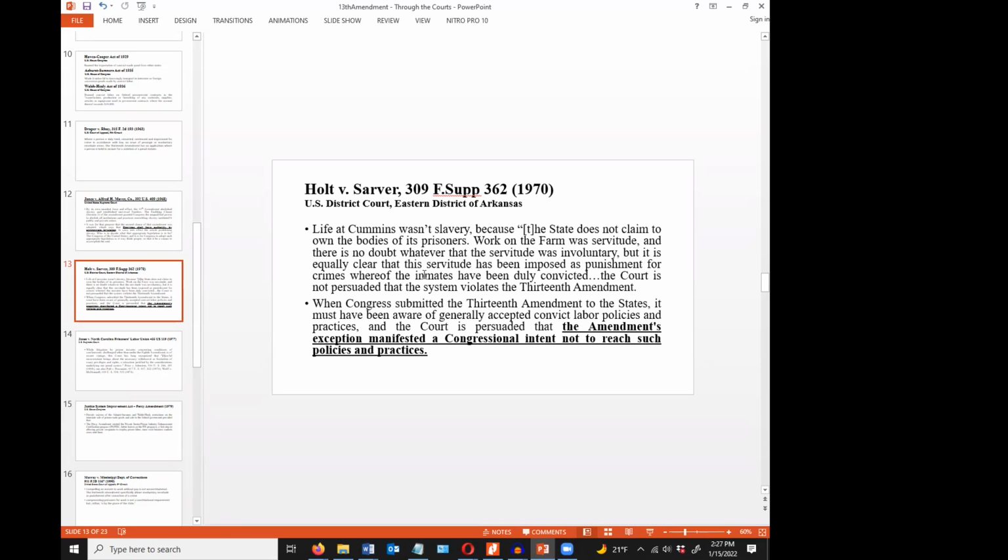So this court was even saying, you know what? When they wrote that 13th Amendment, they knew what was going on inside of the prisons. And basically, if they wanted to change what was going on inside there, they would have written it into the law right then and there. That's proof of intent. That this is what this court believed. This is the Eastern District of Arkansas in 1970. They said, look, if they wanted it to be anything else, they would have written it as something else.